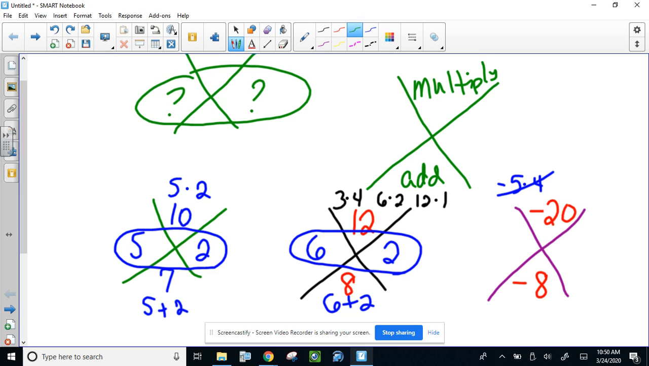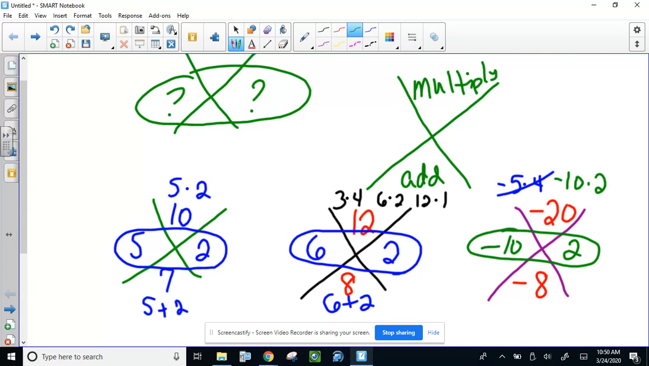So what else could we use? Well, we could also do 10 and 2. And the bigger number would need to be negative. Does negative 10 times 2 make negative 20? Yes. Does negative 10 plus 2 make negative 8? Yes, in fact, it does. So that would be our solution there.